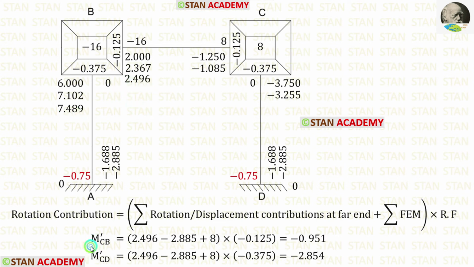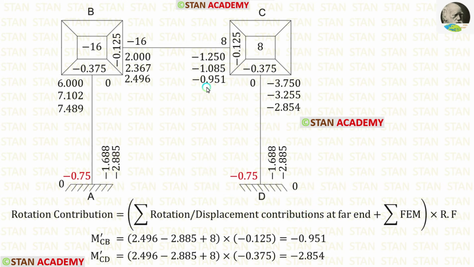Now let us find M-CB. For that we have to add these three values and then multiply with the rotation factor at CB. When we do that, we are getting minus 0.951. The rotation factor for CD is minus 0.375. For M-CD, we are getting minus 2.854. Let us apply the values of M-CB and M-CD.